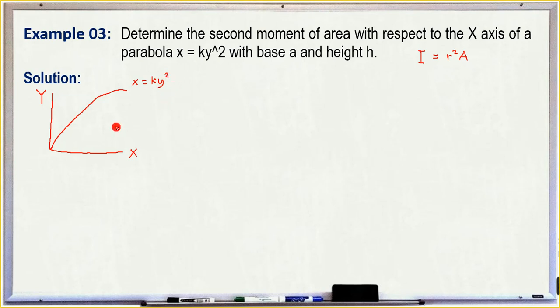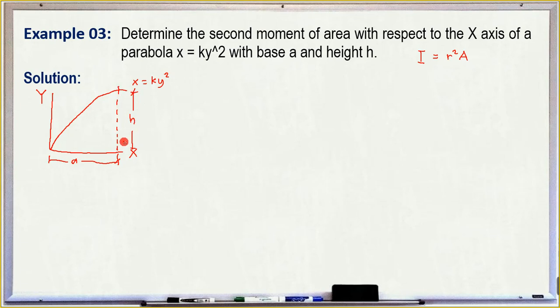And then of course, we have the base. The base of this parabola is a, meaning the limit goes up to here, and of course it has its height. This is the height h.